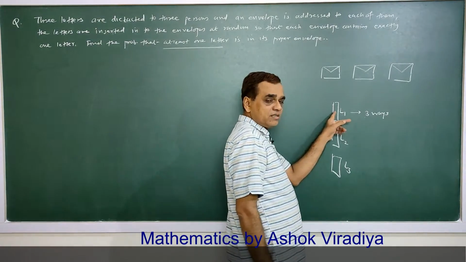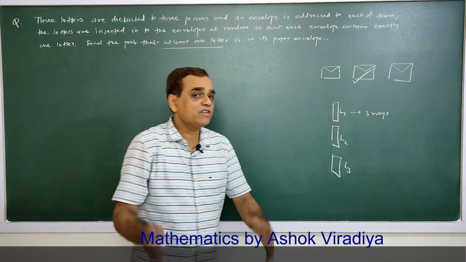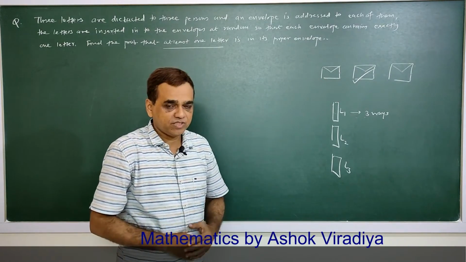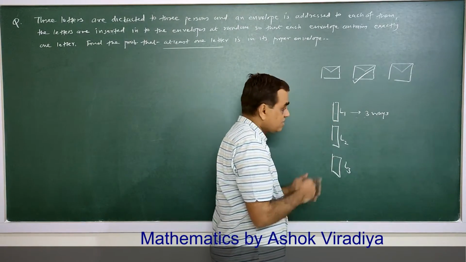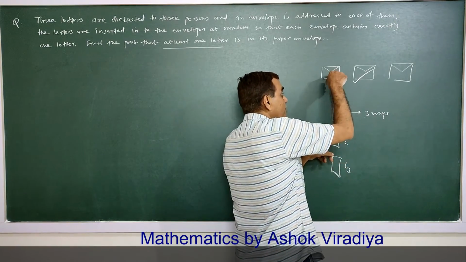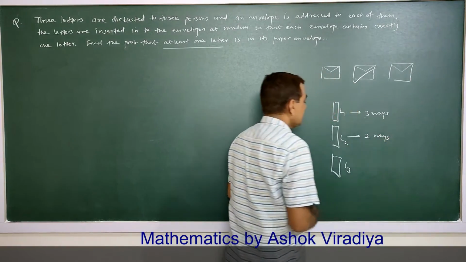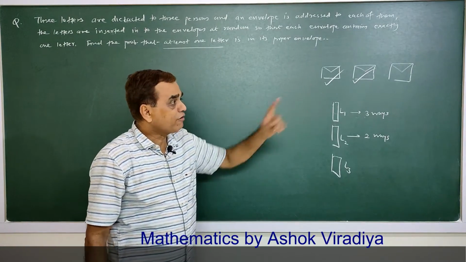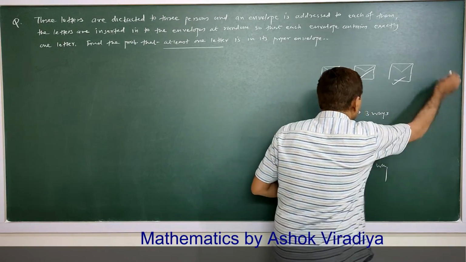Suppose this is inserted in this envelope. Now we are not allowed to put the second letter in the same envelope. In each envelope only one letter. Now 2 envelopes are empty. So this letter can be inserted in this envelope or in this envelope, so by 2 ways. Suppose this is kept in this envelope. Now 1 letter and 1 envelope is left. So this is by only 1 way in this envelope.